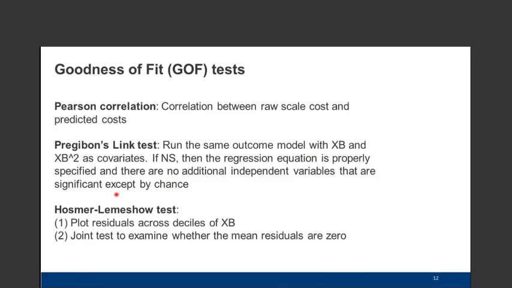And the Hosmer-Lemeshow test is a modified version of that. What we're going to do is plot the residuals across deciles of predicted values of the linear estimator, and do some kind of joint test to see whether the mean residuals are different from 0. And what we're looking for, for all of these tests, is whether or not they're non-significant. Because if they're non-significant, that means we have a pretty good model. But if there is significance in any one of these tests, then we need to think hard about whether or not the model we have is actually the right model for our data set.